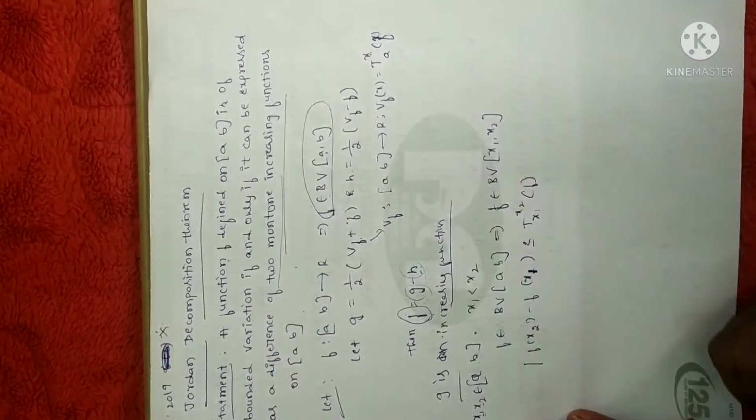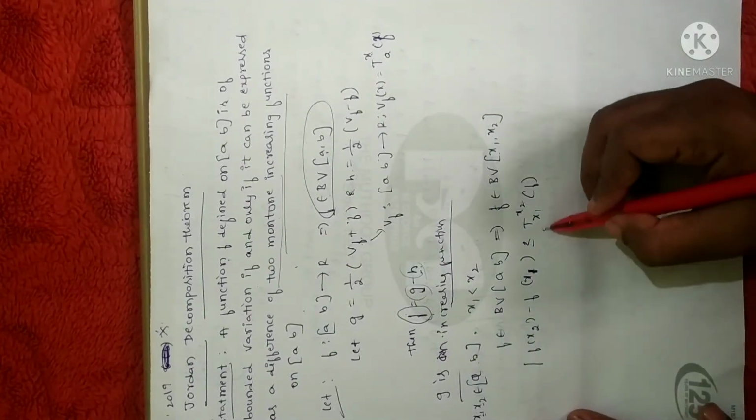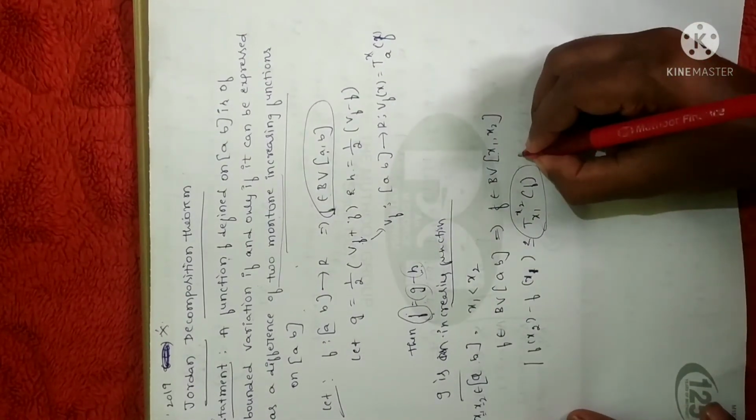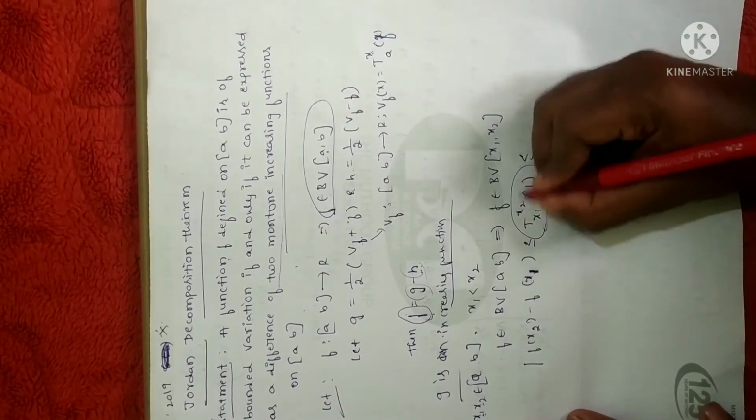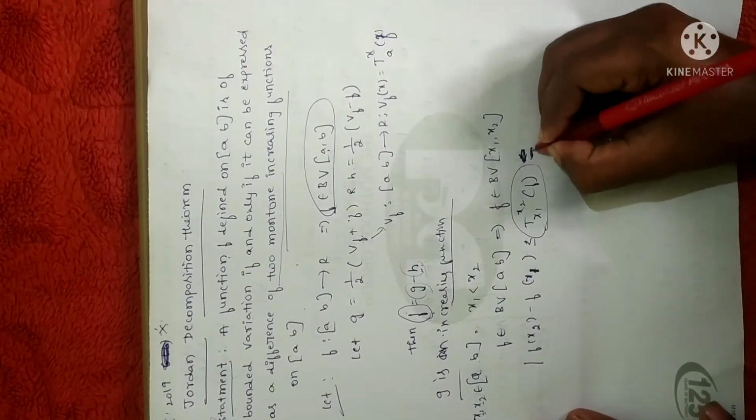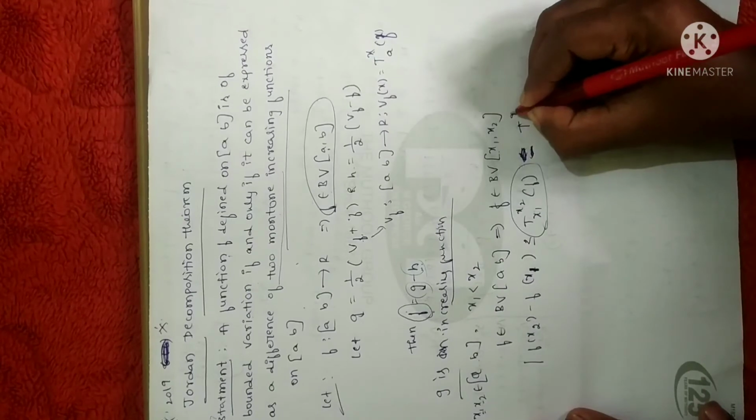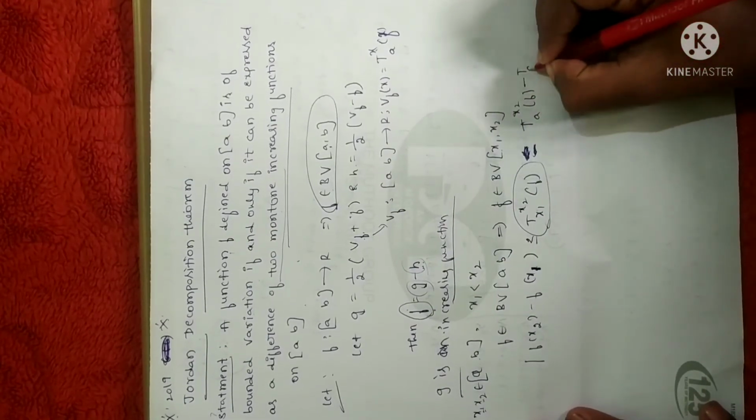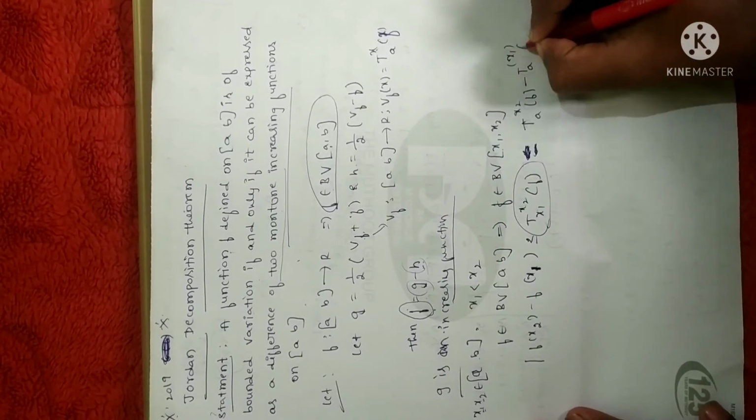Further, we can split this just as we do in integration. So we can interchange. We can rewrite this as, I'm not going to simplify, I'm going to rewrite this as the total variation of f from a to x2 minus the total variation of f from a to x1.